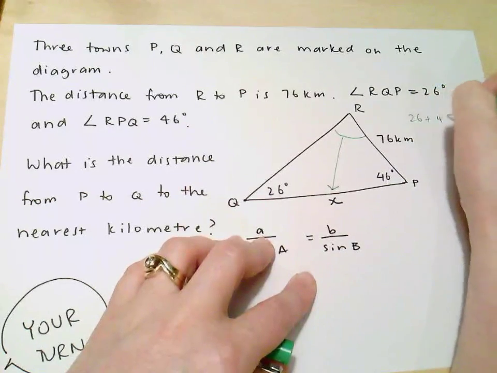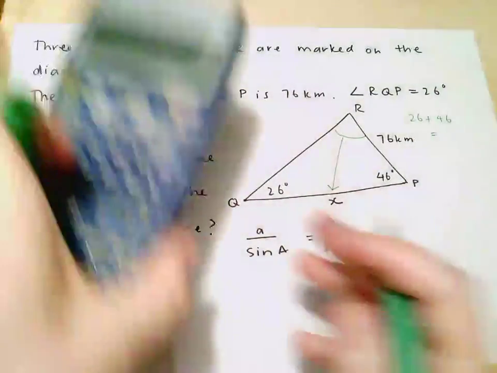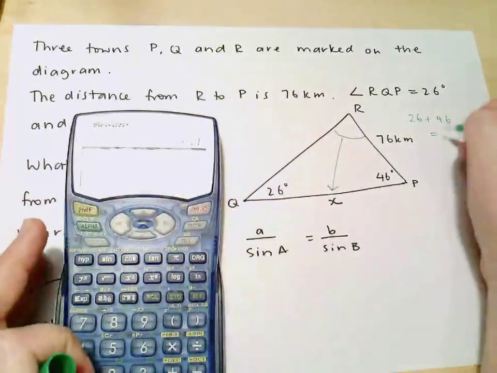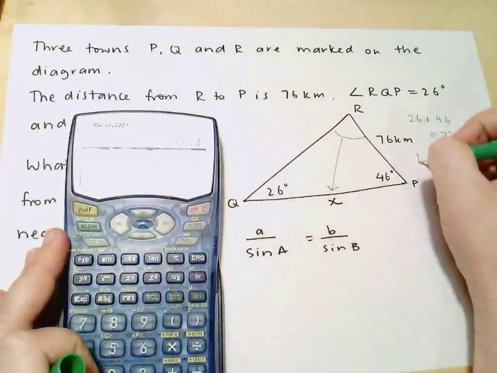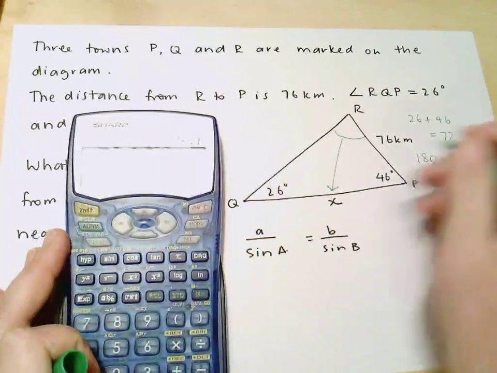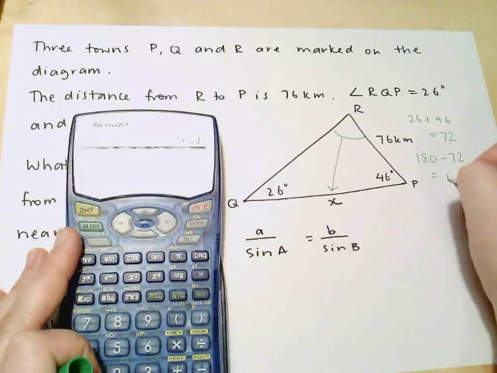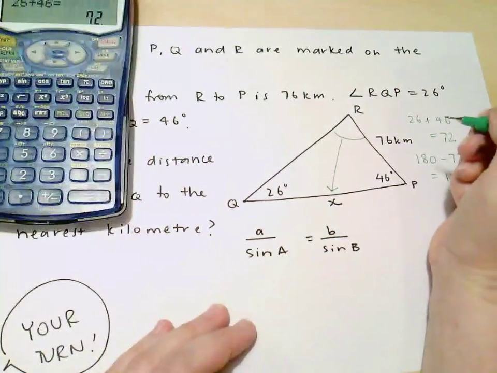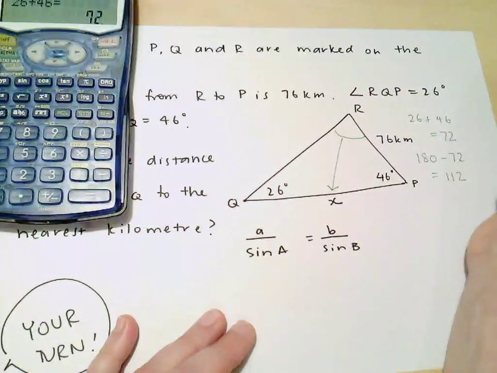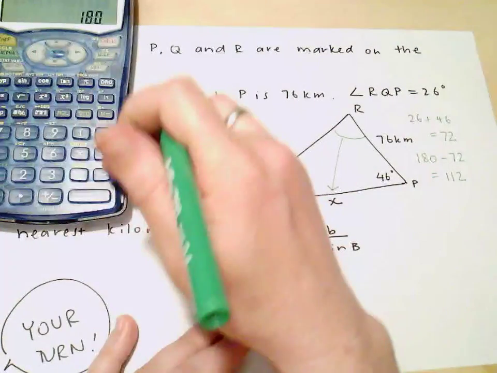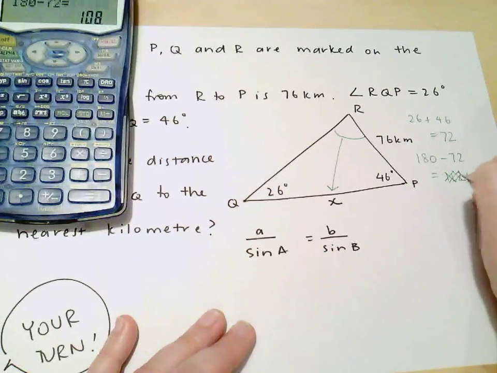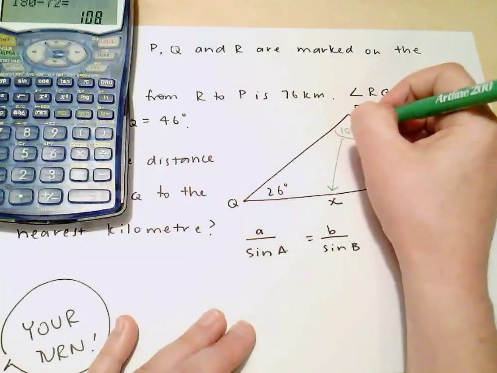26 plus 46, it's too late in the evening for me to work it out. 26 plus 46 gives me 72, and 180 take away that 72. I can probably do this one. Tells me that this angle here is 112 degrees. Oh gee, it's really bad, isn't it? 108 degrees, it's pretty late. So this is 108 degrees.